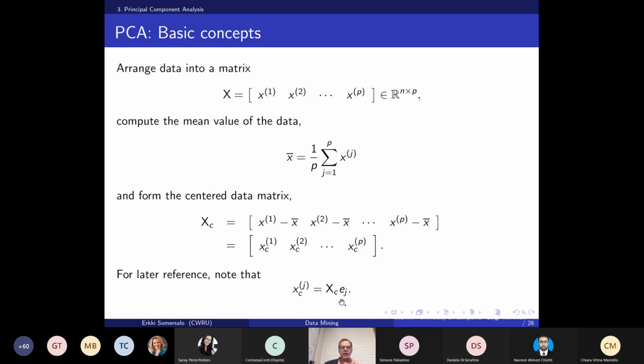So ej is a vector with zeros all over except for 1 at the jth place. And so now if I'm multiplying xc by ej, I get the jth column. So this is a matrix, a linear algebraic way to express that I'm looking at the jth column of my matrix xj. Okay, so far we haven't done anything else but just moved around our data cloud so that it's centered at the origin.